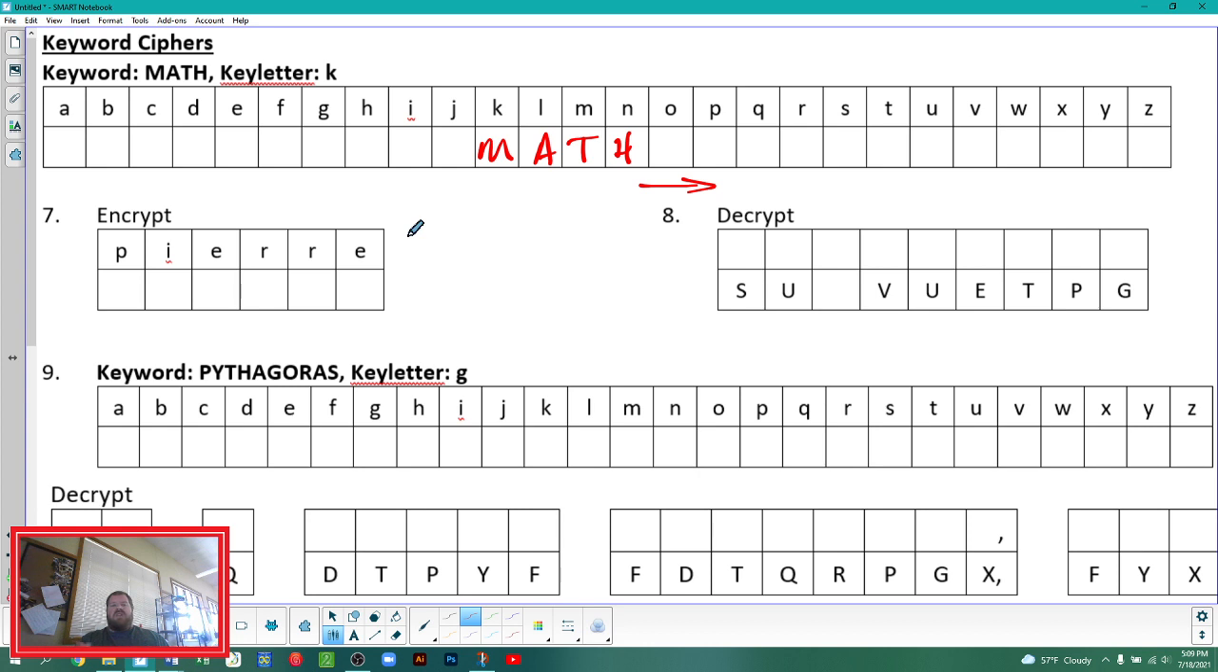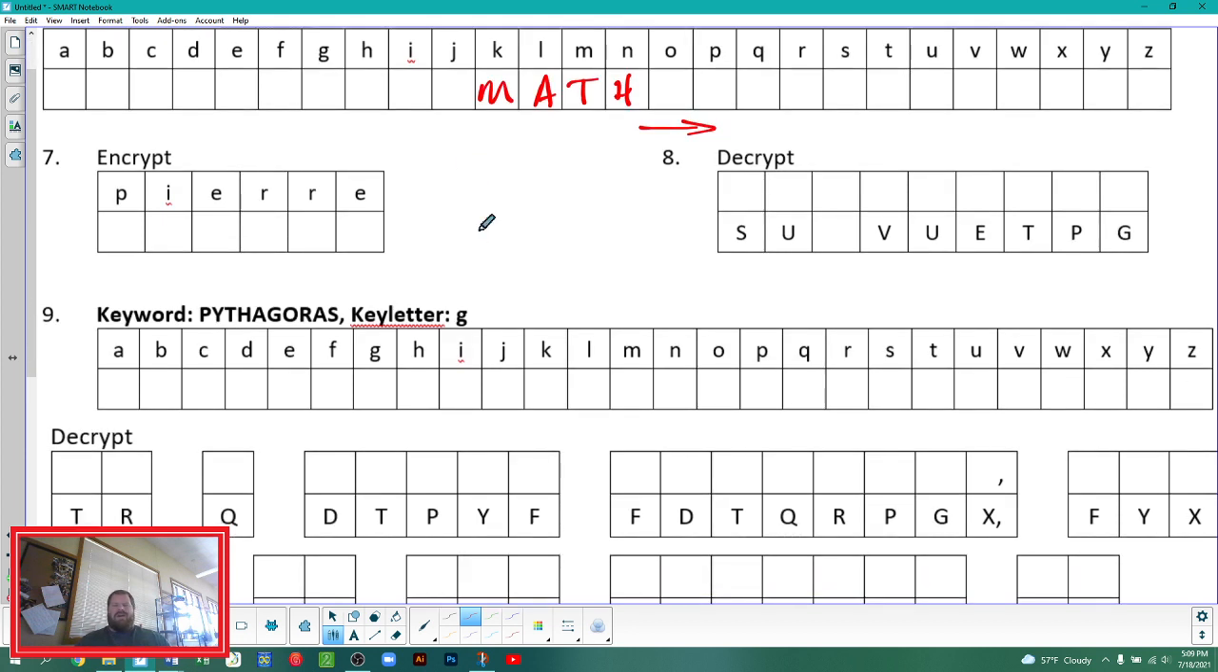Okay. Use that cipher strip to encrypt Pierre and decrypt SU space VUETPG. That will totally make sense to some people, probably more French than American or English. Mainly, that is a French name that you're going to get. So, but down below on the last one, it's another keyword cipher.